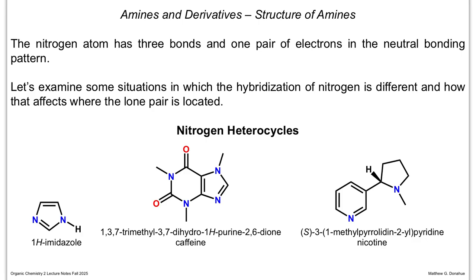So let's start looking at the different functional groups that nitrogen can be a part of, and how that relates to hybridization. Because nitrogen has 3 bonds and 1 lone pair, how that lone pair can act as a base, and how the hybridization affects that. So again, our neutral bonding pattern.